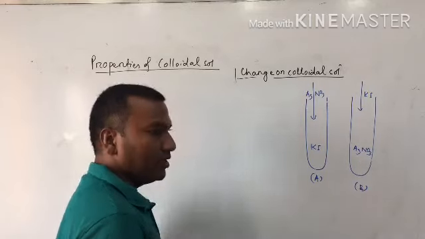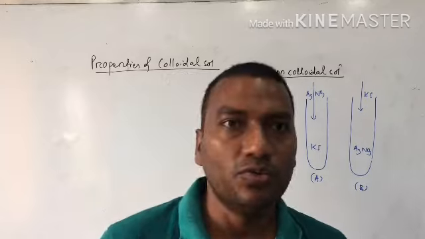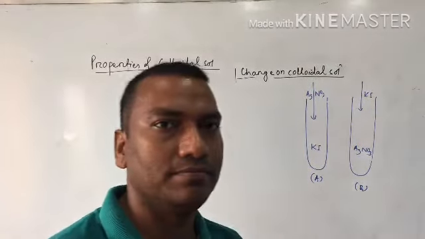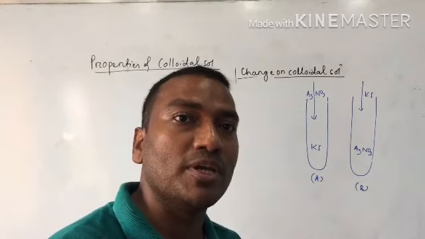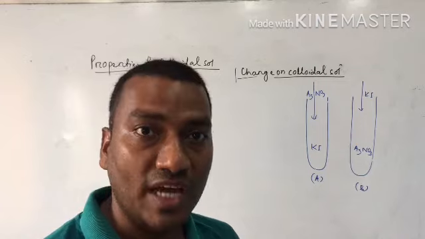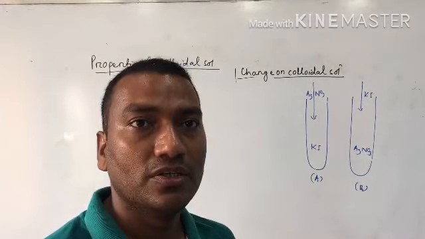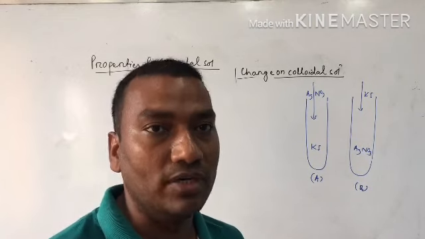Okay, a question will come like this. This picture will be given. The question will ask which type of charge will develop in test tube A and test tube B. Second, what is the cause of this formation of charge? Third, what happens when electricity passes through this? And fourth, what do you mean by coagulation?